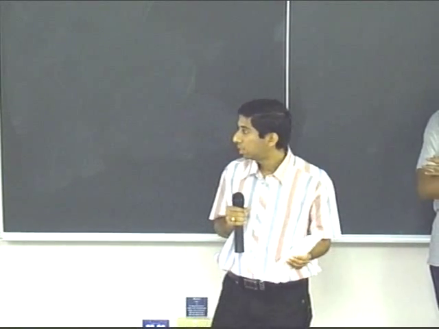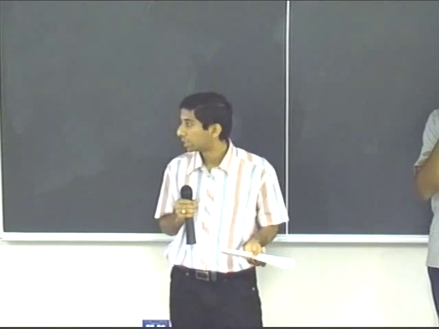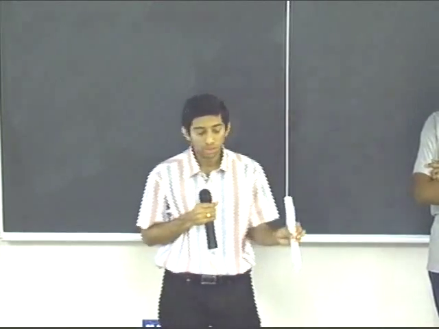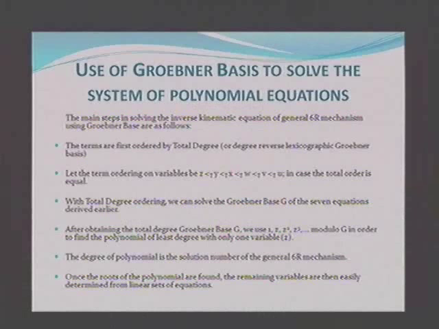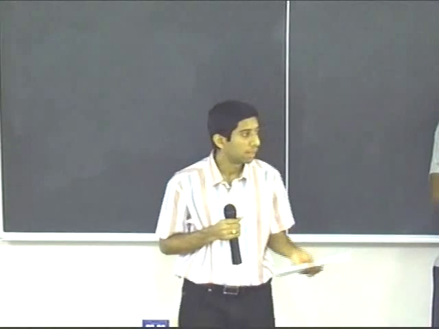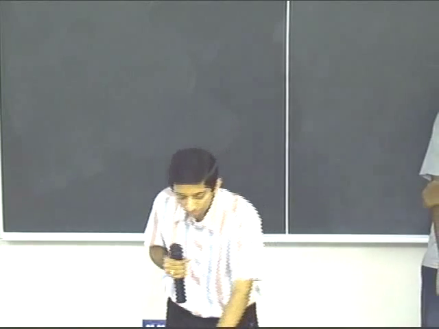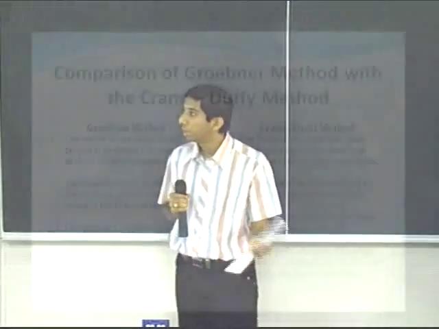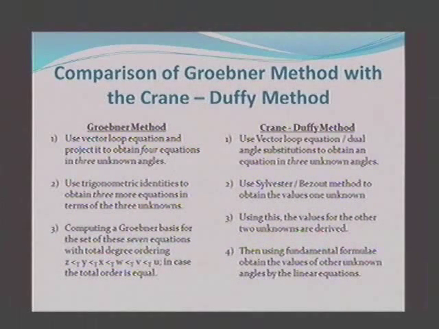After obtaining the Groebner basis polynomial set, we choose the equation that is univariate in z and has the lowest degree of the polynomial. This lowest degree gives the number of solutions for the general 6R mechanism. Once the roots for z are found, we can use back substitution to find the other x, y, z, u's and so on. If we compare the Groebner method with the Crane and Duffy method, the main difference is that we don't use the Sylvester method at all. We totally eliminated it. That's the major difference.